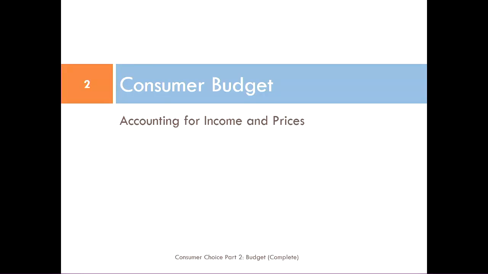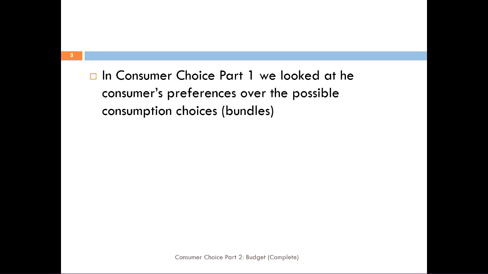So remember, when we set up preferences, they're independent of your income or your prices. Right? You don't like something because it's expensive, or you don't like something because it's cheap. That's just whatever you like is what you like. Now we're going to introduce income and prices and how they affect your decision of what you choose.